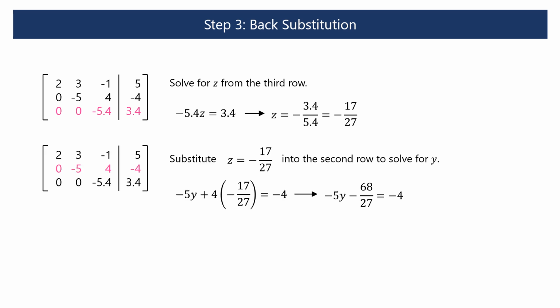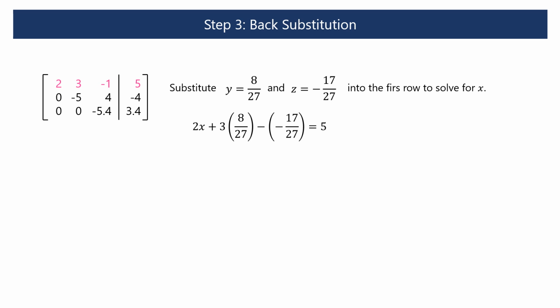Next, substitute z equals -17 by 27 into the second row to solve for y. Multiply through by 27 to clear the fraction. Let's solve for y. It shows y equals 8 by 27.